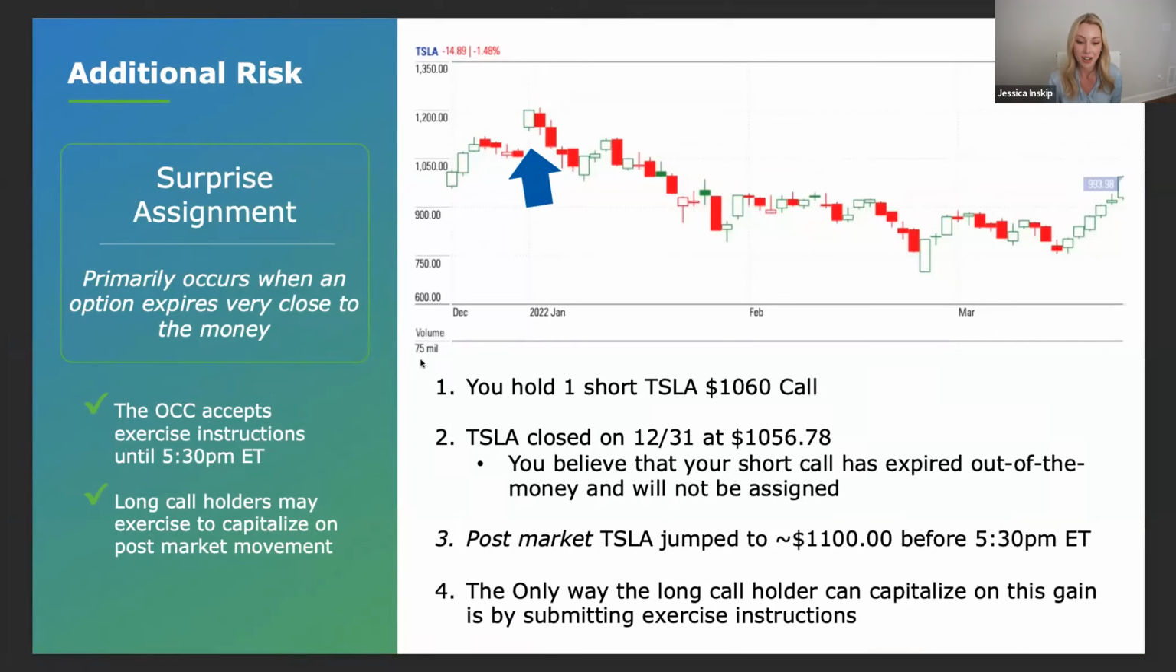So you have the 1060 call, and Tesla closed at 1056.78. So that's the near the money example. You probably believe having the short call, I'm okay, that's not going to get called away. The long call holder says, man, I didn't make any money, this is the end of it. But all of a sudden something happens, and post market before 5:30 Eastern time, Tesla jumps up.